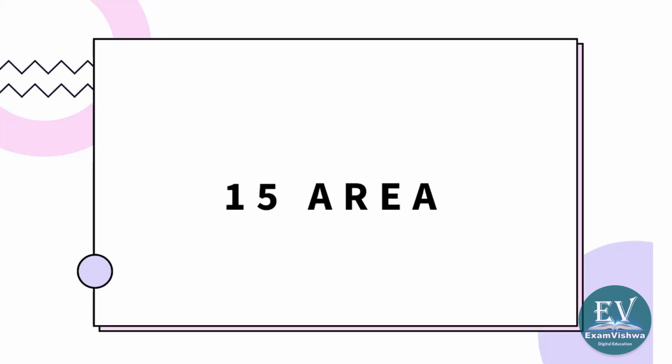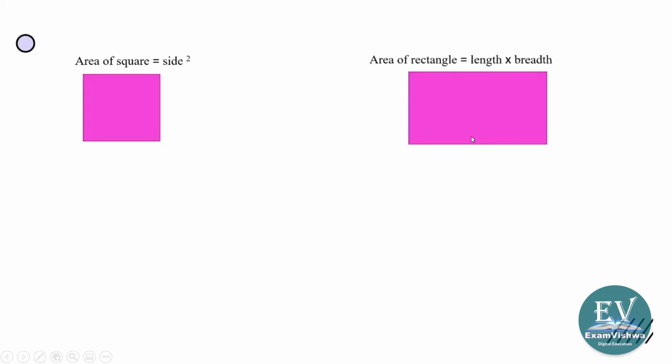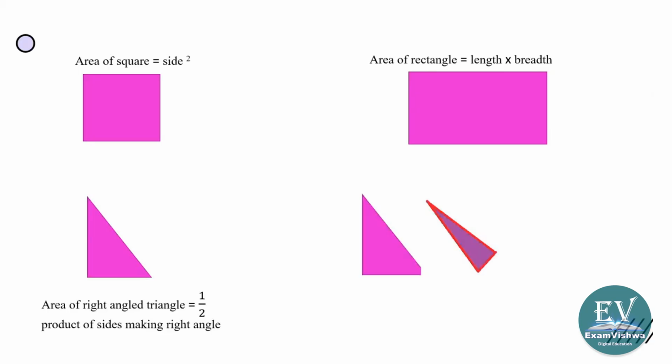You have studied about the concept of area in 6th standard, where you studied about the area of a square, and the area of a rectangle. The area of a square is equal to side square, and that of a rectangle is equal to length into breadth. When you reached 7th standard, you studied about the area of a right angled triangle using Pythagoras theorem. You also studied about the area of any triangle, which is equal to half into base into height.